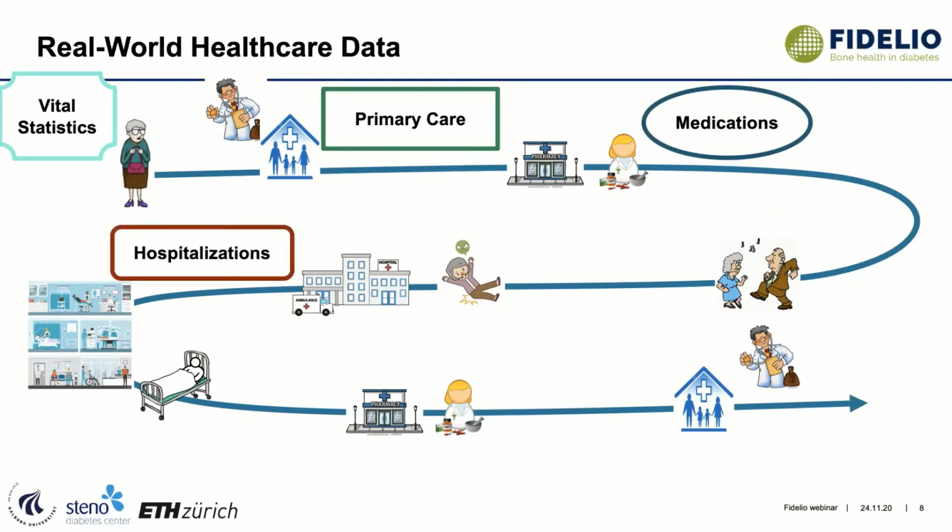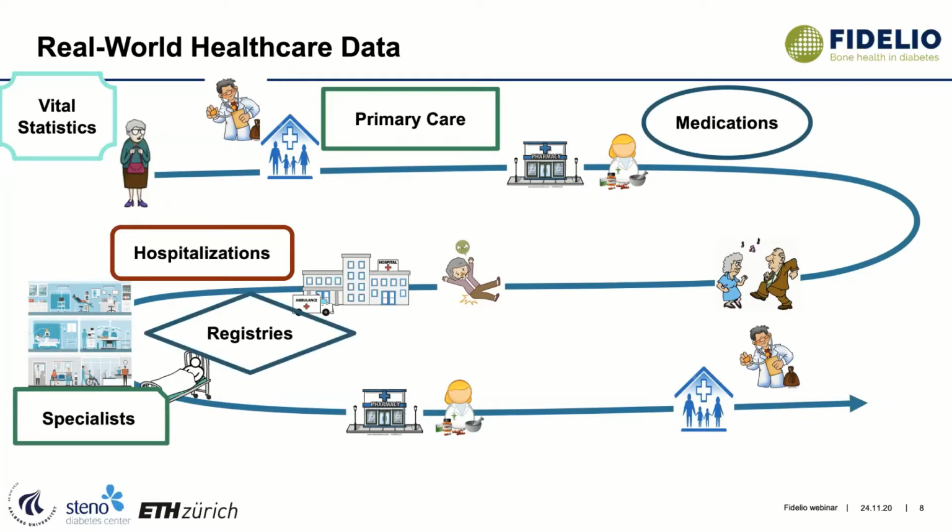Unfortunately, this patient may take a fall and have a broken hip, which leads her to the hospital where she ends up having a surgery to have a hip replacement. At the hospital, she'll see a specialist such as an orthopedic surgeon, and potentially she may end up in a specific disease registry where we're monitoring those who have hip replacements.